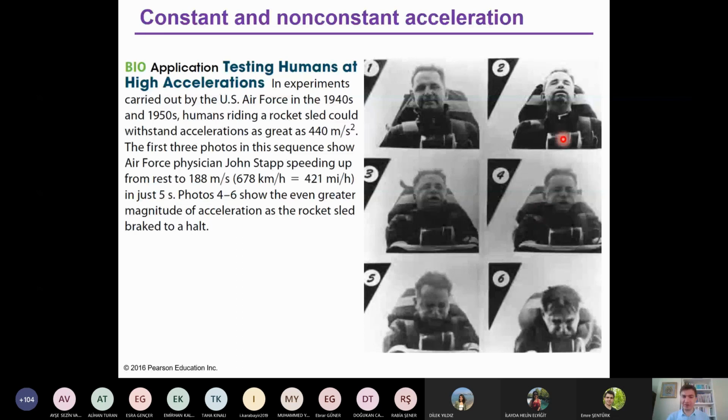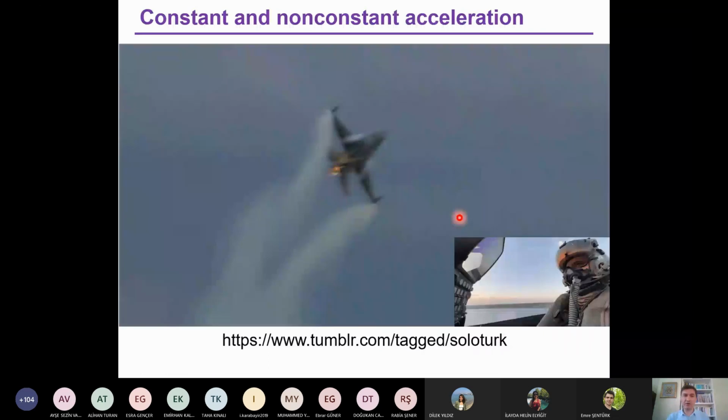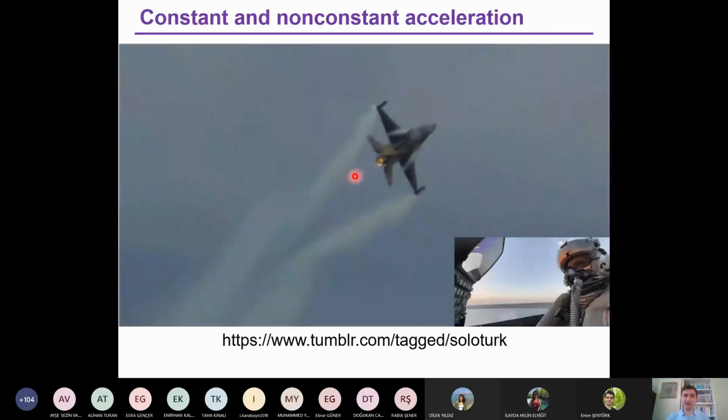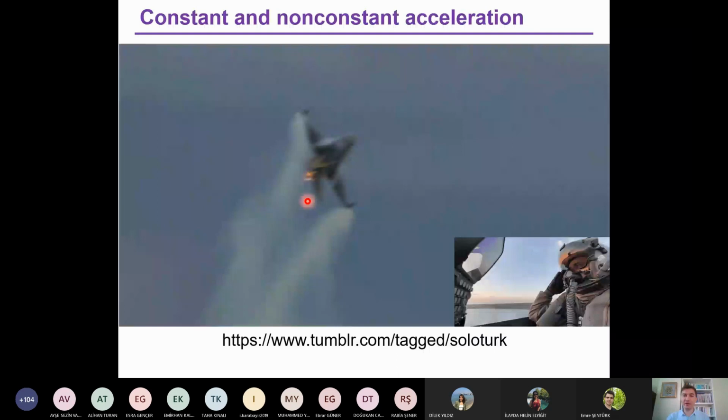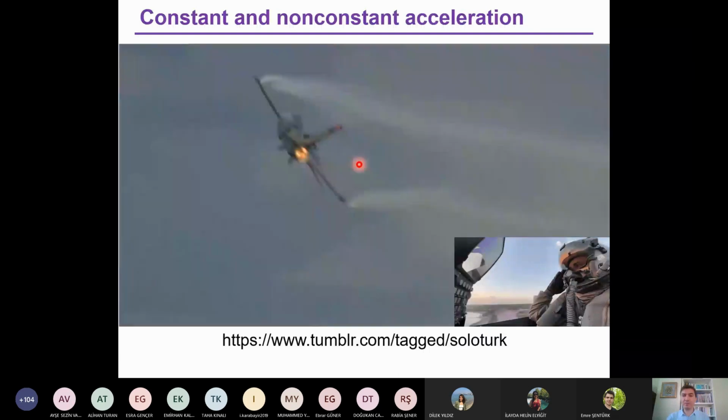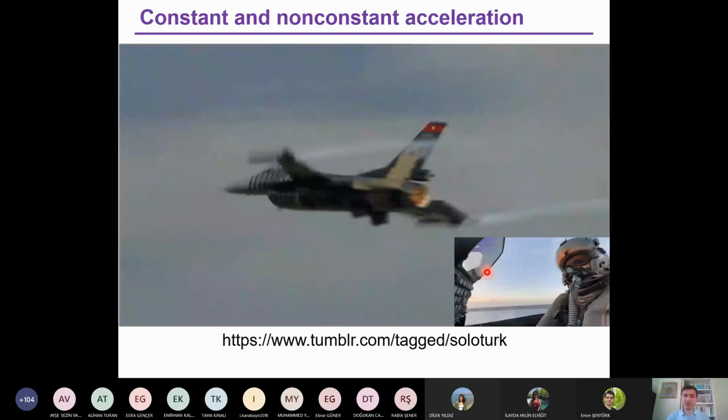So this is also valid for fighting jet pilots. Here we have an example from Turkey. This is a pilot within the F-16 solo fighter jet. So during this type of movement, the plane is accelerated a lot, okay? And then this pilot feels very high accelerations.